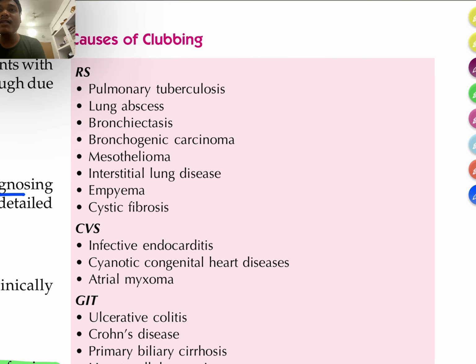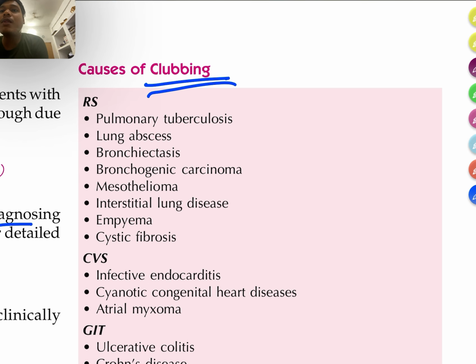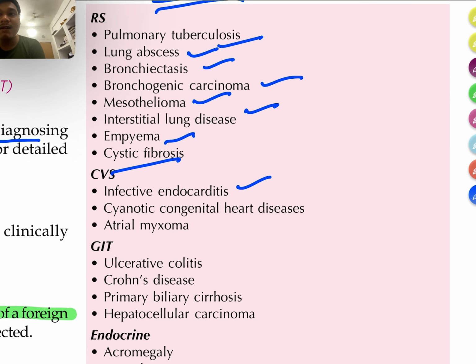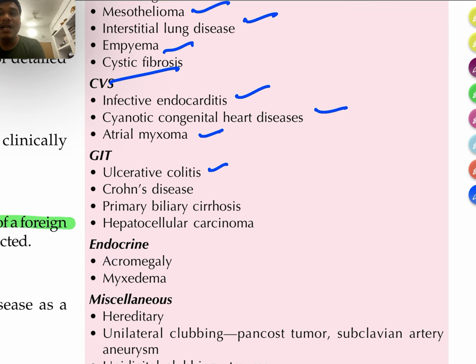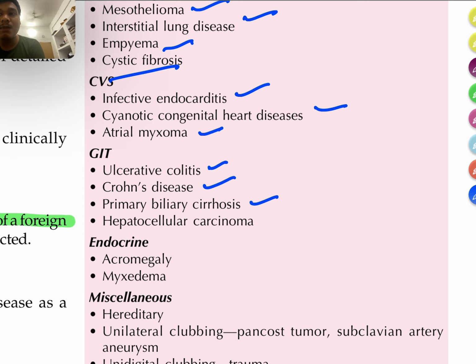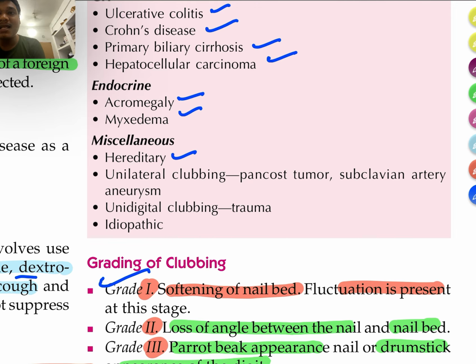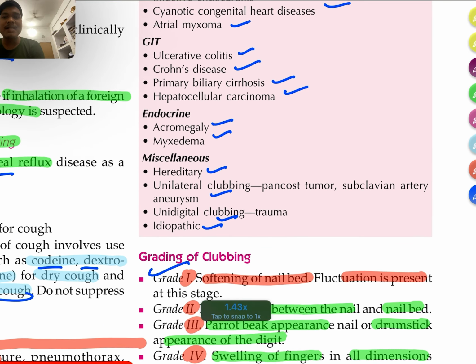Okay, in which conditions is clubbing seen? What are the common causes of clubbing? In the respiratory system: pulmonary tuberculosis, lung abscess, bronchiectasis, bronchogenic carcinoma, mesothelioma, interstitial lung disease, emphysema, cystic fibrosis. In cardiovascular cases: infective endocarditis, cyanotic congenital heart disease, atrial myxoma. GIT: ulcerative colitis, Crohn's disease, primary biliary cirrhosis, hepatocellular carcinoma. Endocrine: acromegaly, myxedema. And miscellaneous: hereditary unilateral clubbing or unidigital clubbing, or idiopathic. This is all about clubbing.